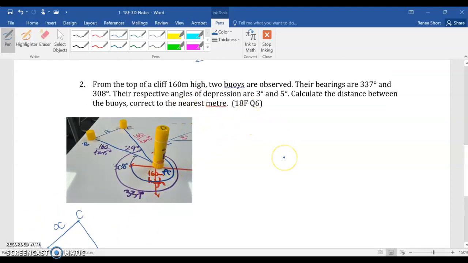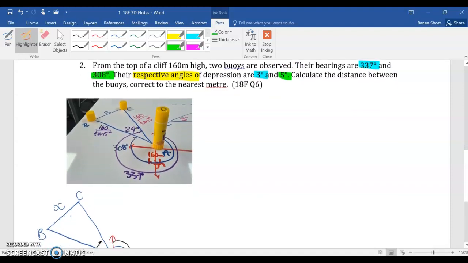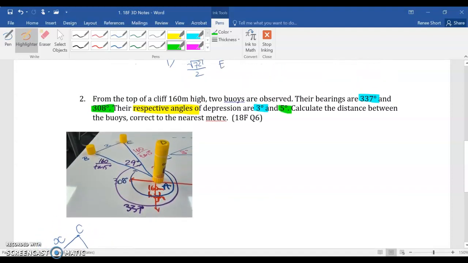This is where my angles of depression are going to come into it. So when we read this question, it's got the word here respective angles of depression, and it's got the angles in an order. What that means is that the order that we started with, they then correspond to each other. So the buoy that's on the bearing of 337 degrees, it's on an angle of depression of 3 degrees. And the one that's on 308 degrees, that's on an angle of depression of 5 degrees. Now, the buoy that was on that bearing of 337, that's my buoy C.